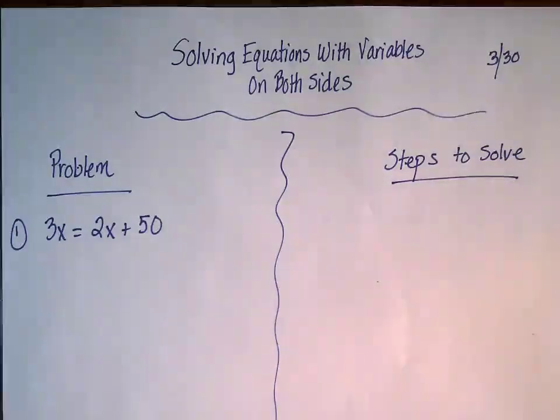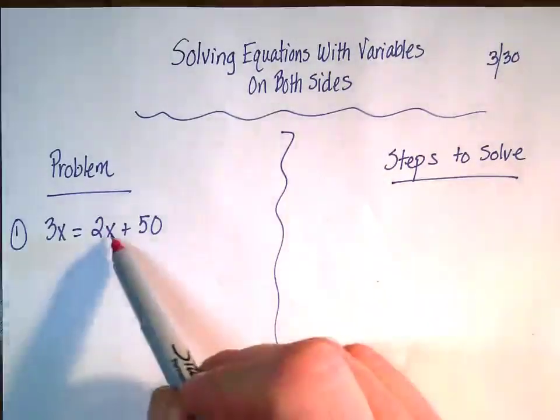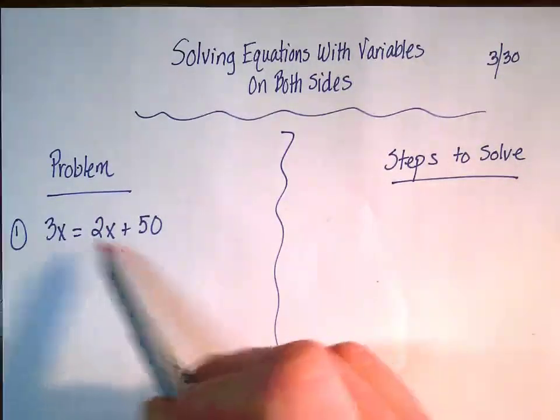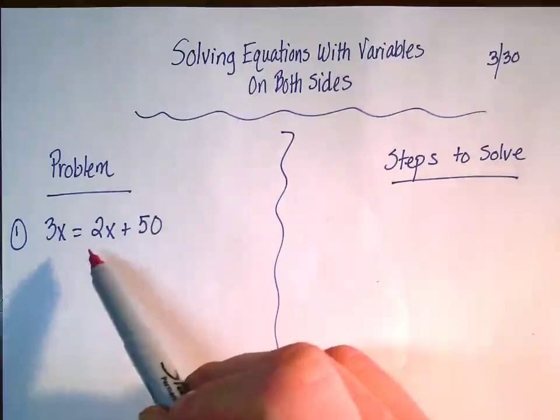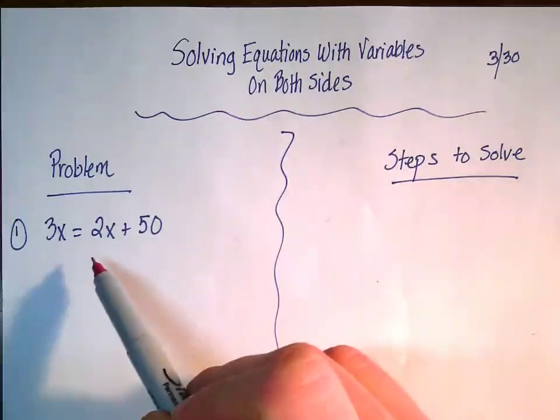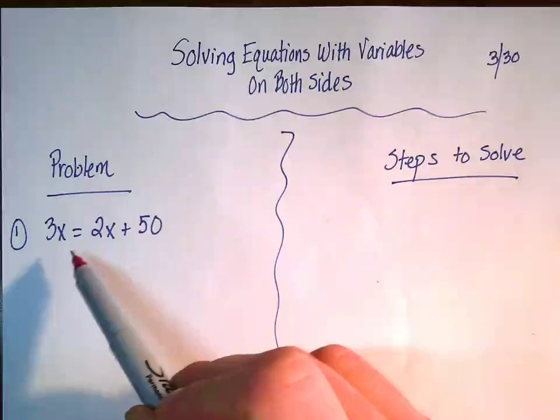All right, so let's start with this. We have 3x equals 2x plus 50. So we have variables on both sides. Remember, our first step is to make sure that our variable, our x, is isolated or by itself on one side. It has to be by itself on one side, okay? So that's the one thing I need to do.